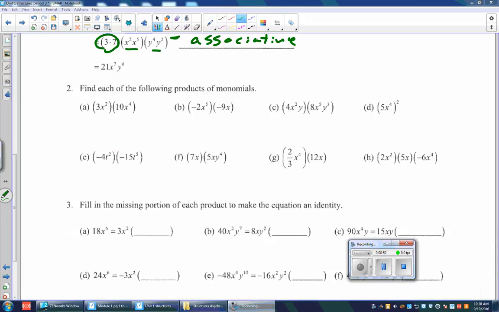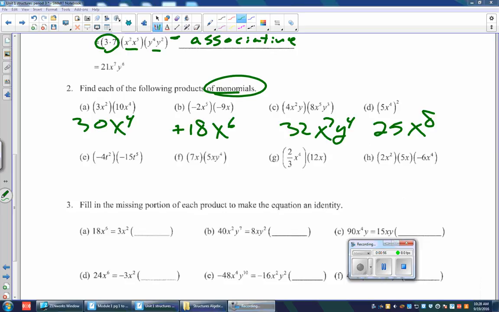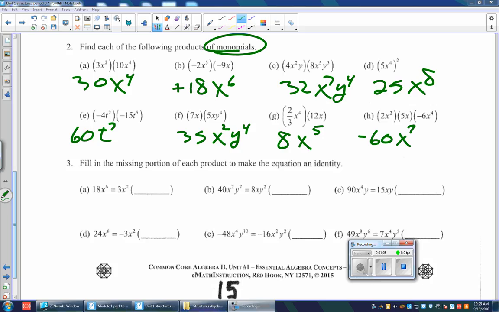Find each of the following. It just means multiply them together. They are monomials, so we don't have to distribute. There's A, B, C, and D, combined like terms through the use of multiplication or division. There's E, F, G, and H. You can hit pause if I'm going too fast for you.